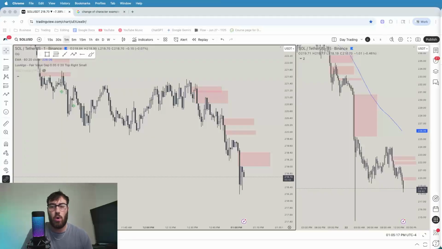Example, in a downtrend, one strong bullish candle closes above the last two or more bearish candles. That would be a change in state of delivery. Now on the flip side, in a bull market, one strong bearish candle closes below the last two or more bullish candles. That would also be a change in state of delivery. Now that we understand the two, let's jump over to the charts and let me draw them out for you.